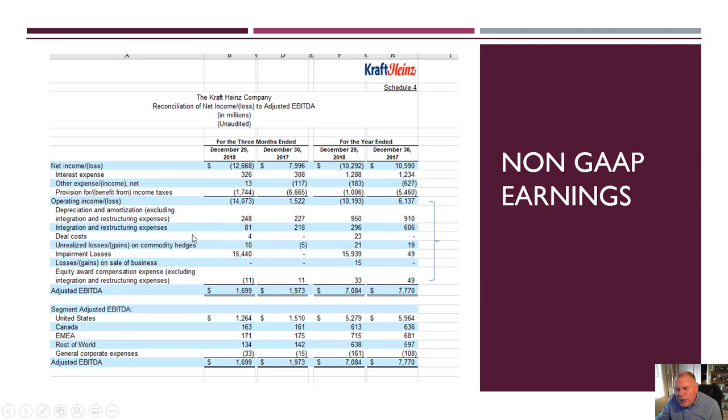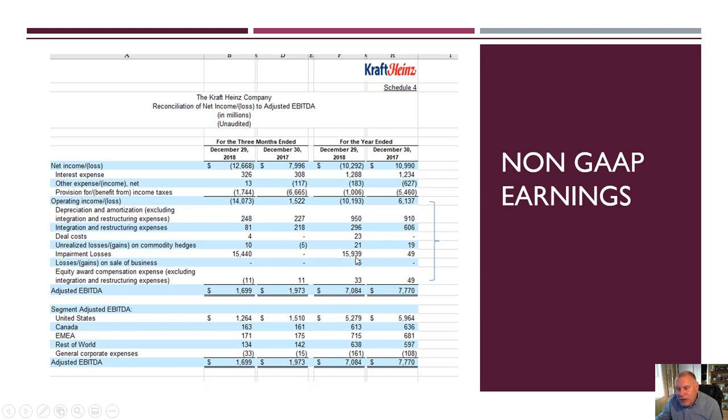Then they said there's something called integration and restructuring expenses. 296 million in 18, 606. Again, this is a big item. Now we get deal cost, unrealized gains on commodity hedges, not material. So we don't need to look at that. And here you have the big one, impairment losses.